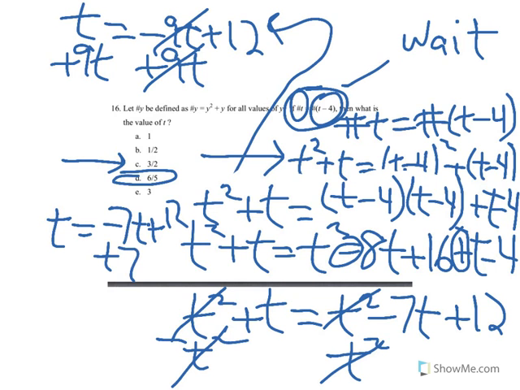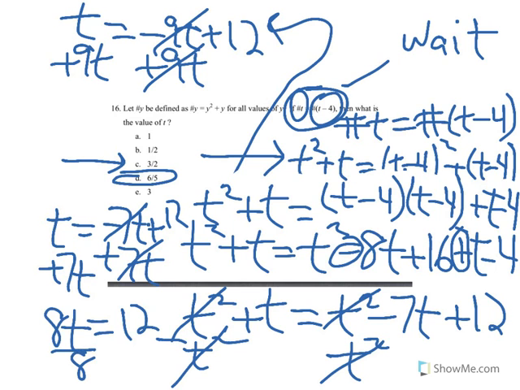We add 7t to both sides. The 7t's go away. We get 8t equals 12. We divide by 8. If you do this in the calculator, 12 over 8, and then you do math, enter, enter, it is going to tell you 3/2 actually. So the answer is 3 over 2.